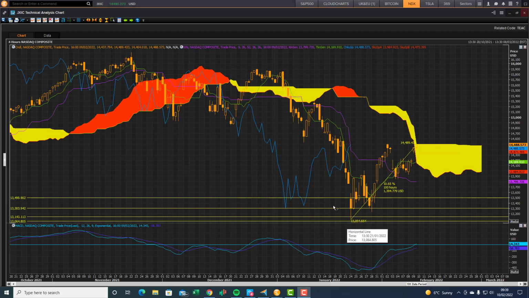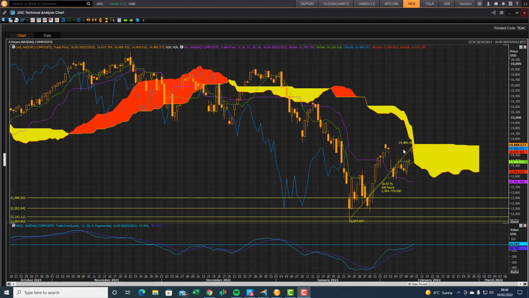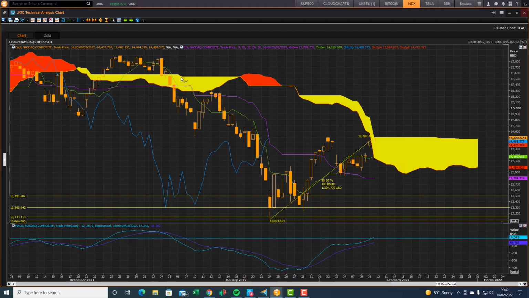The market's now up 10% to 1,394 points. We're now right here at a critical resistance zone, and it will be interesting to see if the index is going to break past this zone, because that will change the outlook from bearish to bullish.